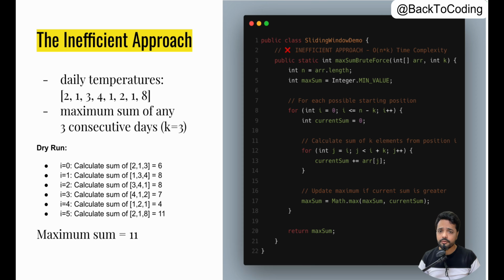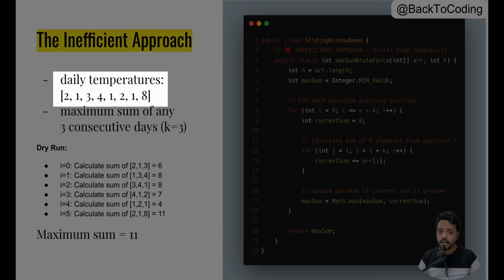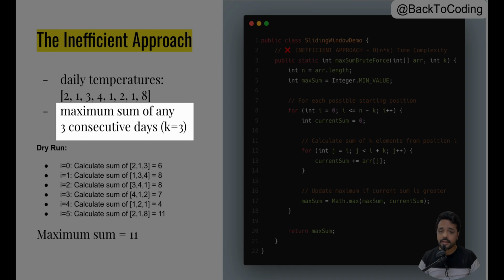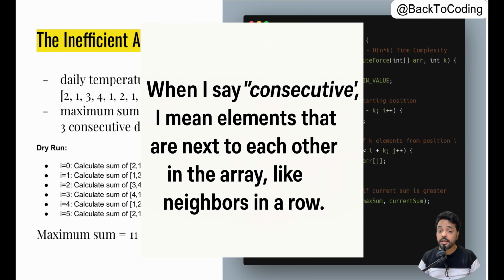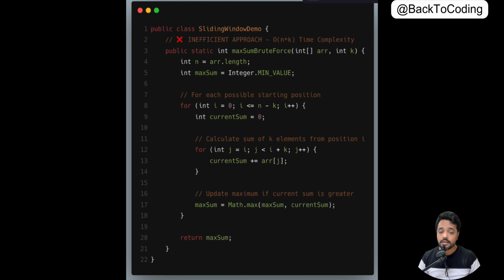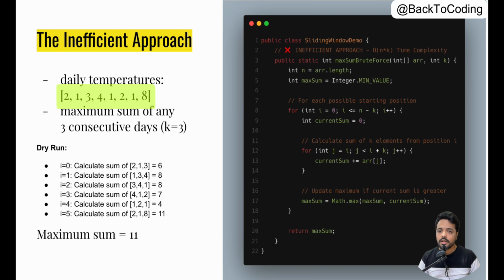Let's understand this with a real problem. Say we have an array of daily temperatures and we want to find the maximum sum of any 3 consecutive days. When I say consecutive, I mean elements that are next to each other in the array, like neighbors in a row. Here's how most beginners would solve it, the brute force way. Let me show you what's happening here with our array and k equals 3.